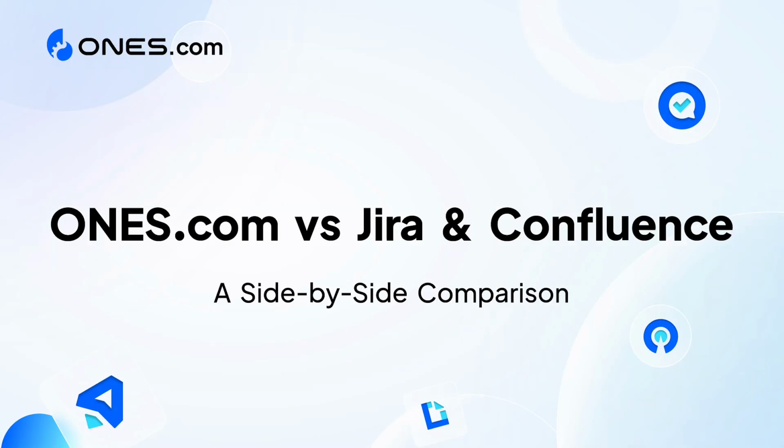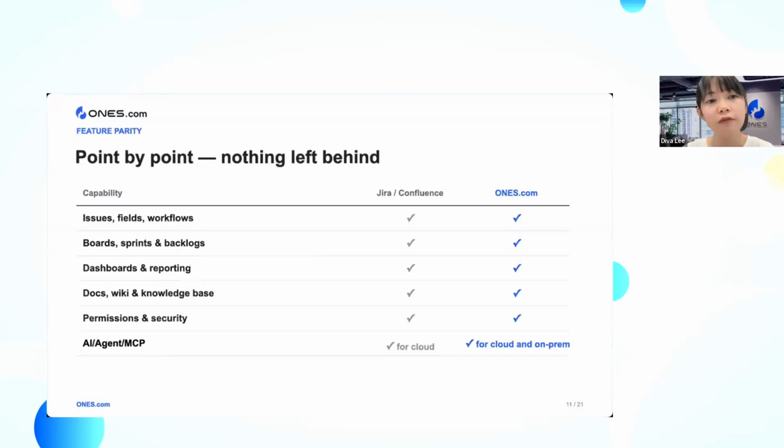Feature parity is the most common and most concerning question from customers. So I'll give you a quick overview about the capabilities comparison between Jira and Confluence and the ONESQL solutions, like the issue fields and all the issue workflow statuses, as well as the boards, sprints, and backlogs. We have compatible capabilities in the ONESQL platform, and we can definitely migrate all the data from your Jira and Confluence instance to ONESQL. We also have the docs, wiki, and knowledge base migrated to ONESWiki.